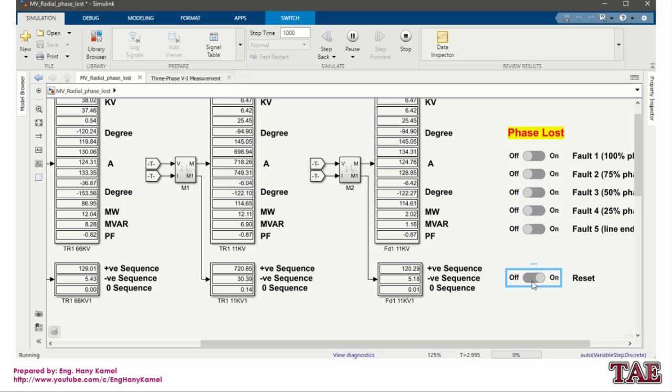We'll make reset for the relay because we already removed the fault. Now we'll do feeder 4 25%, negative sequence increased, and it should also trip. That's what happened. Now I'll clear the fault and I will make reset. I will do fault 3, 50% from the line removed, one phase, and the same trip happens.